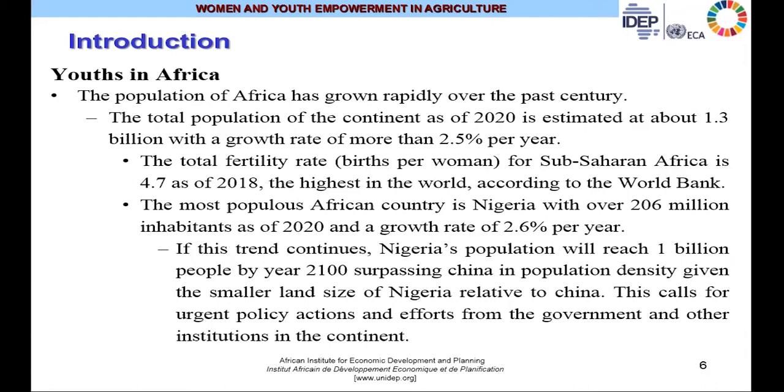The most populous African country is Nigeria, with over 206 million inhabitants as of 2020, with a growth rate of 2.6% per year. If this trend continues, Nigeria's population is estimated to reach 1 billion people by the year 2100, surpassing China in population density, given the smaller land size of Nigeria relative to China. This therefore calls for urgent policy actions and efforts from the government of Nigeria and other African countries, as well as continental-based institutions, to respond to this emerging crisis.